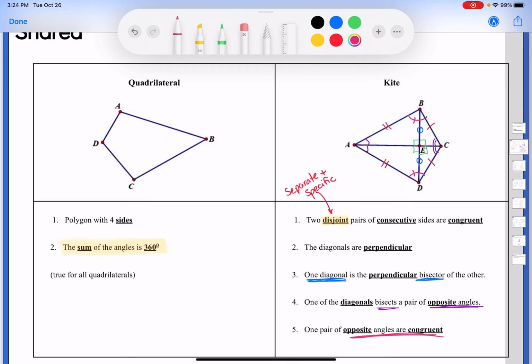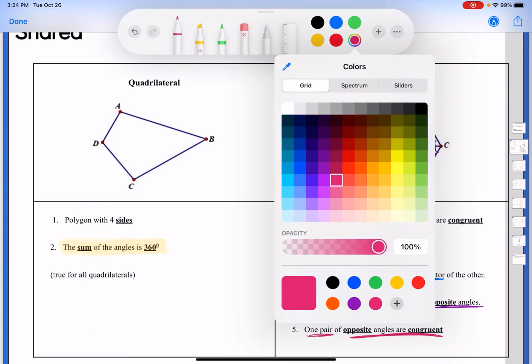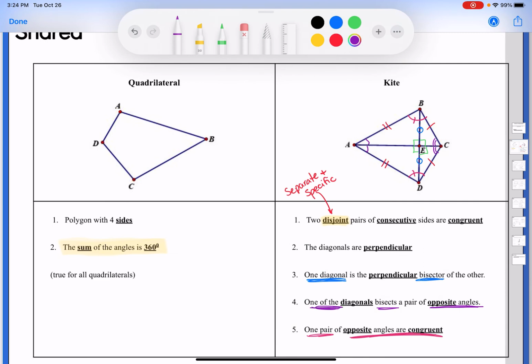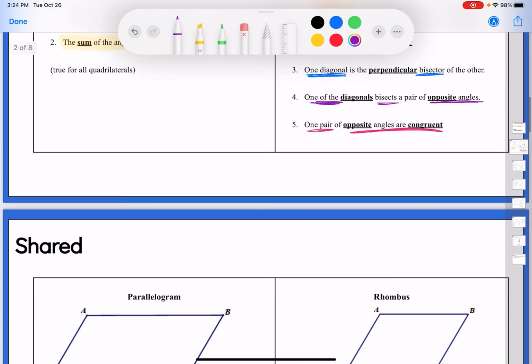So there's a lot going on here for a kite. And you'll see how they build on each other. So again, one pair of opposite angles congruent. One diagonal bisects opposite angles. One diagonal is the perpendicular bisector of the other. All right, and that's all in addition to that main thing that we learned yesterday, which is the two disjoint pairs of consecutive sides congruent.